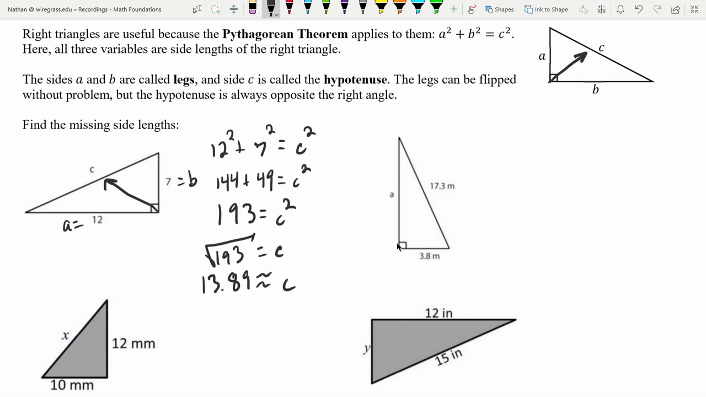Okay, this one, again, we have a right triangle, which means we can use Pythagorean theorem. This is a leg, and this is a leg. This is labeled A, so I'm going to label this one B. And this is the hypotenuse. It's always opposite the right angle. So this is going to be C. So now we have A squared plus B squared equals C squared.